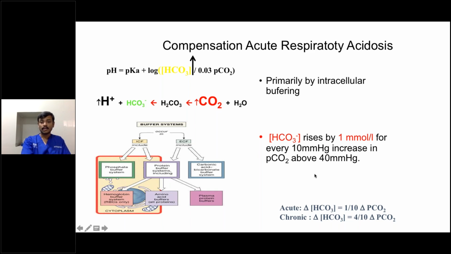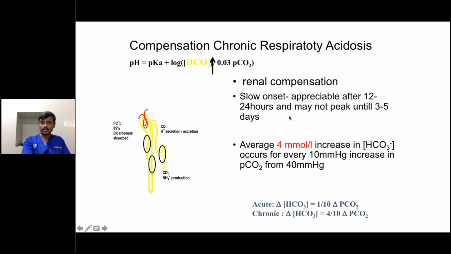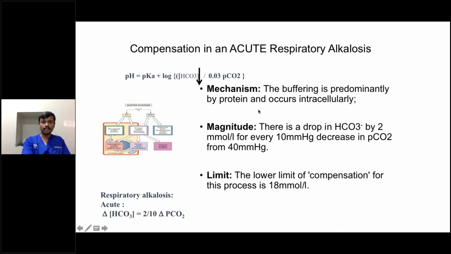In case of chronic respiratory acidosis, there will be a greater bicarbonate increase. It is a slow onset, appreciable in 12 to 24 hours, and may not peak for up to 3 to 5 days. Slow but very effective. On average, a 4 millimole per liter increase in bicarbonate occurs for every 10 millimeter mercury increase in PCO2 from 40. You can either use this formula or remember it like this. The example will make it easier.